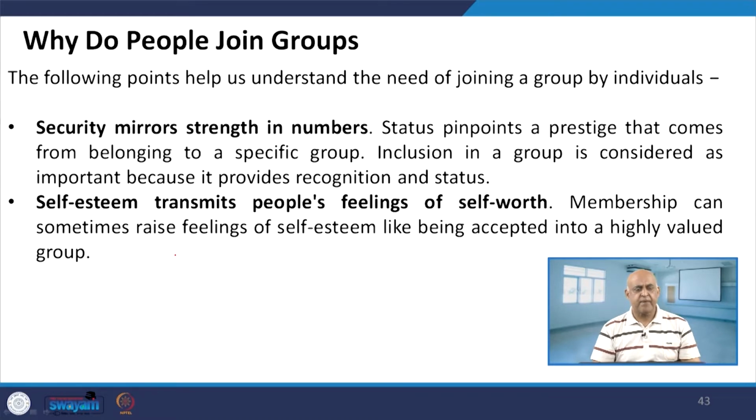Now, the question arises, why do people join a group? Security mirrors strength in numbers. Status pinpoints the prestige that comes from belonging to a specific group. Inclusion in a group is considered important because it provides recognition and status. Self-esteem transmits feelings of self-worth. Membership can sometimes raise feelings of self-esteem, like being accepted into a highly valued group. For example, intellectual people form their own group. So self-esteem transmits people's feeling of self-worth: I belong to that particular group, which is the group of highly intellectual members.